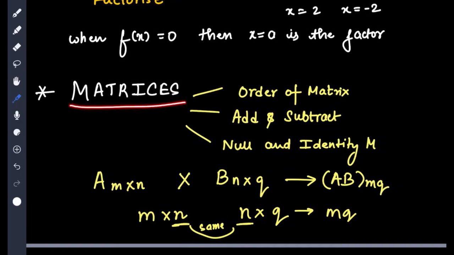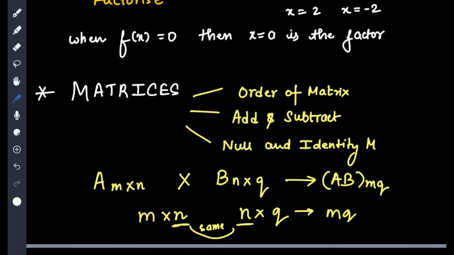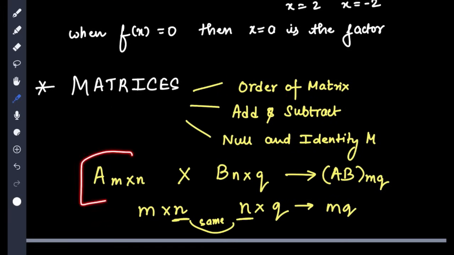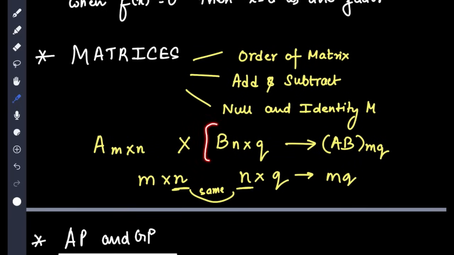Now matrices, a very easy chapter. Order of matrix, how to find it, you should know it. I'll tell you. Suppose this is A matrix and this is B matrix. Here the order is m into n and this is n cross q, right? So you'll just see, these are the number of rows, these are the number of columns, these are the number of rows and columns.